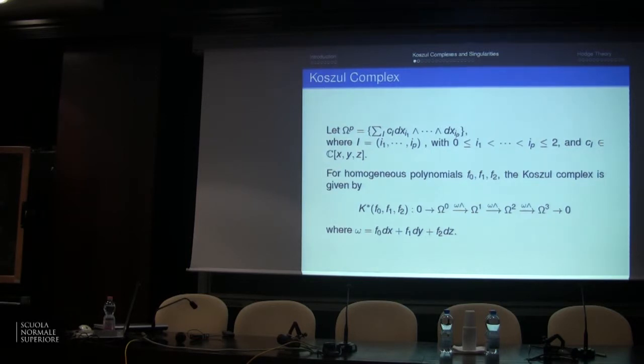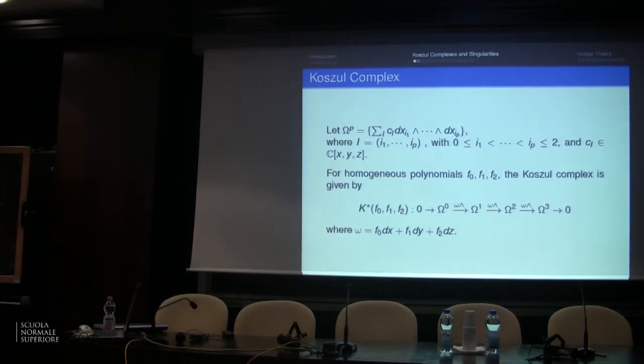Okay. So I will first define the Koszul complex. We consider the p-forms. The p-forms are the forms of this type: the sum of c_i dx_i1 wedge ... wedge dx_ip. So the x_i are exactly x, y, z.